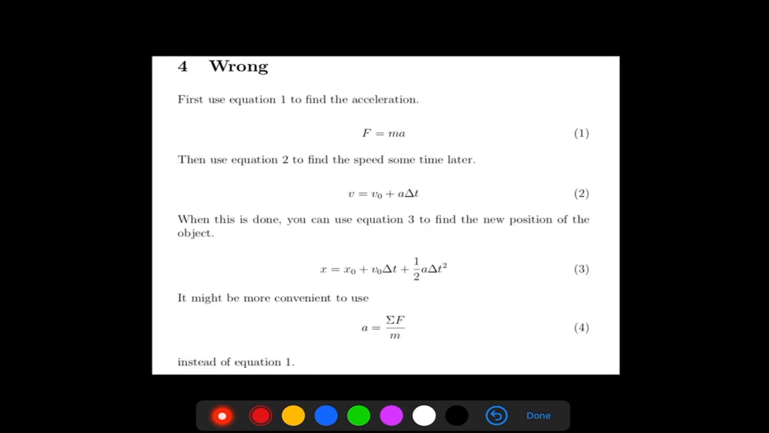Okay, here's the next wrong way to do it. First, I use equation 1 to find the acceleration. Then you list the equation. Then use equation 2 to find the speed sometime later. Then you use equation 2. When this is done, you can use equation 3 to find the new position of the object. And you put an equation down here. And it might be more convenient to use this instead of equation 1. So this is getting a little better, but it's still wrong. But the issue with this writing here is, of course, the punctuation.